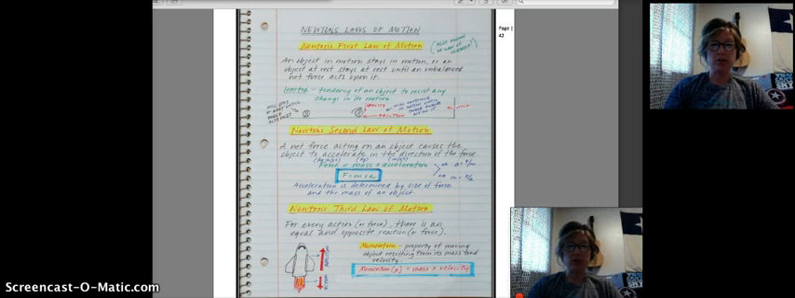So with all that information in your notebook, you'll be able to tackle the things that we'll be talking about in class. This is, of course, by Sir Isaac Newton. These laws are named from.